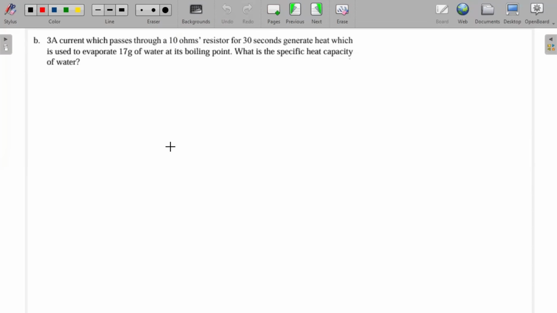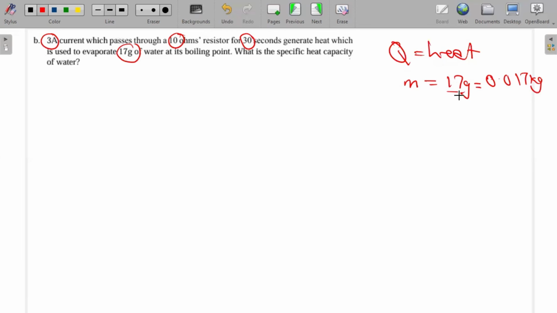Okay, so we solved this type of question before, and it's a very simple question. They are telling us there's a current passing through this resistor for 30 seconds, and in so doing, it is generating Q, which is heat energy. They want us to find the specific heat capacity of water if it is evaporating 17 grams of water at its boiling point. So how are we going to go about this question? The only thing we're supposed to resolve here is mass, because mass has been given in grams. We should convert this into kilograms. This is going to give us 0.017 kilograms.